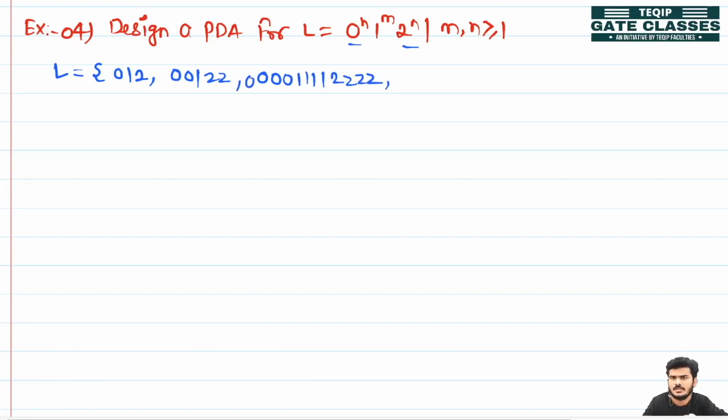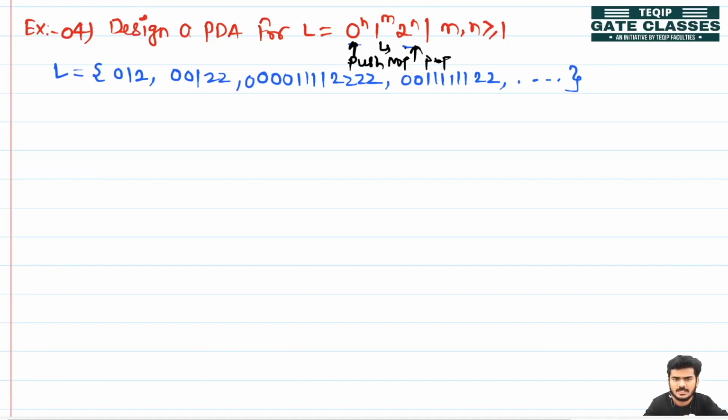Okay, then again 0 0 1 1 1 1 1 1 2 2. Okay, so now we have understood that 0 and 2 are dependent and 1 is independent of 0 and 2. So we can compare 0 and 2. What we will do, for 0 we will push it, and for 2 we will pop, and for 1 we will do nothing, that is no operation, we will just read it.